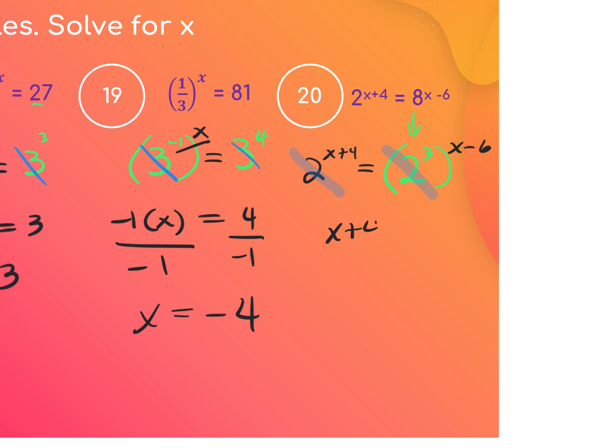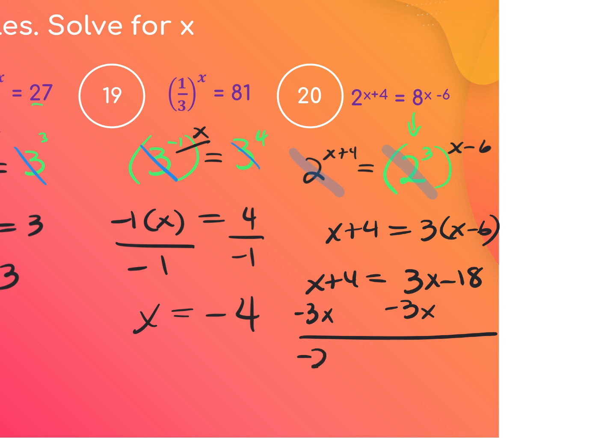So x plus 4. Now, on this side, you're going to distribute the 3 to the x minus 6. So 3x minus 18. Drop down the x plus 4 side. Get all your x's to the left and your numbers to the right. So subtract. And it doesn't really matter. I could have also moved the x to the other side.